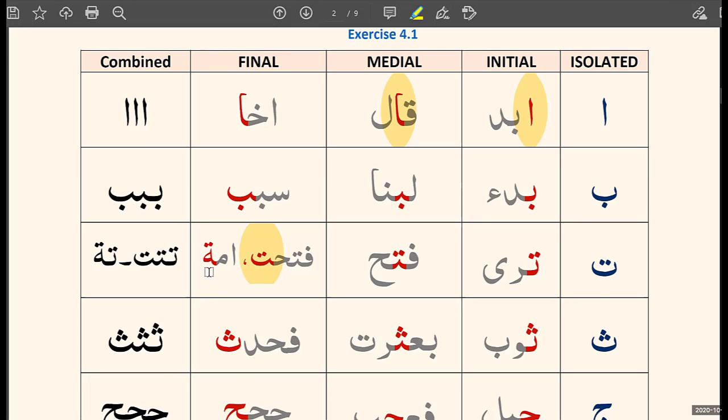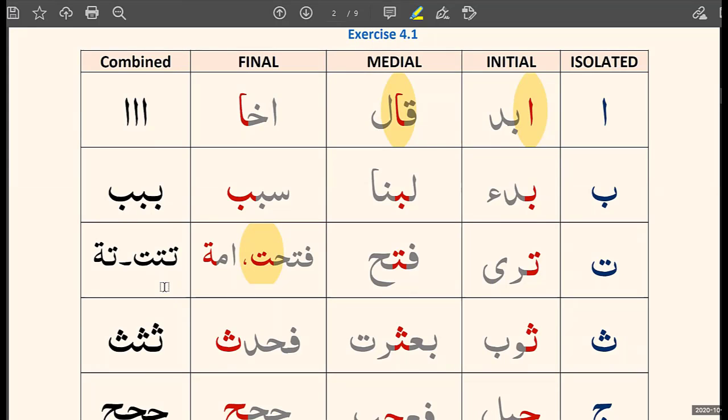But this connected Ta, technically the Arabic term Ta Marbuta, can come only at the end, not in the beginning, not in the middle. So if you read this column combined, how would you say? Ta, Ta, Ta, Ta, Ta. Well done. Just the same sound but different forms. This is the only letter Ta which has two different shapes.